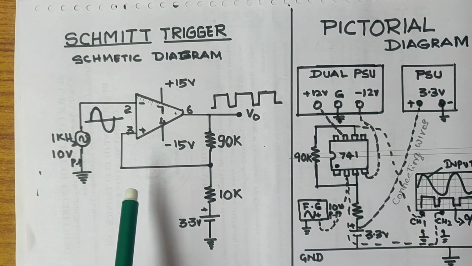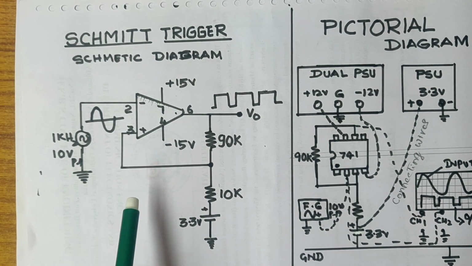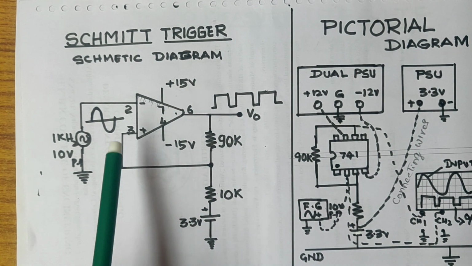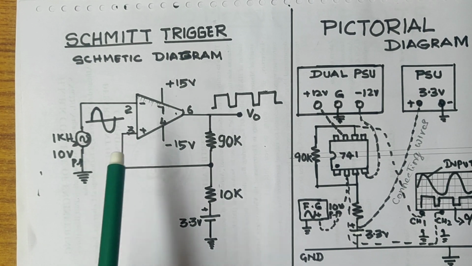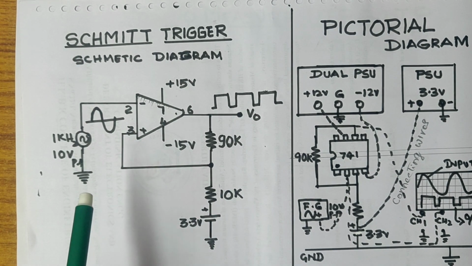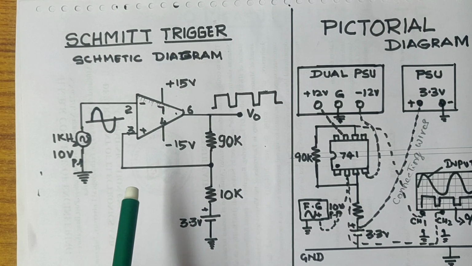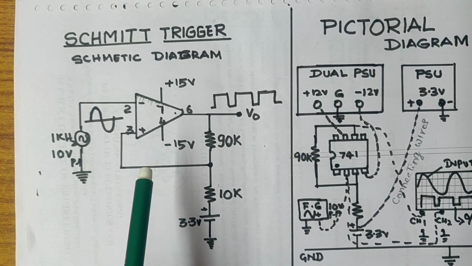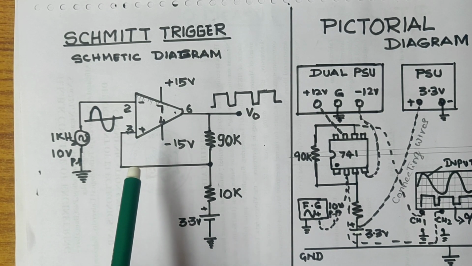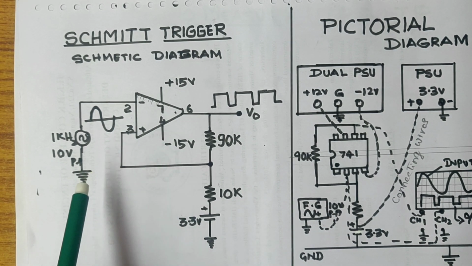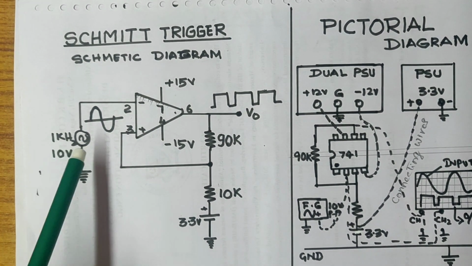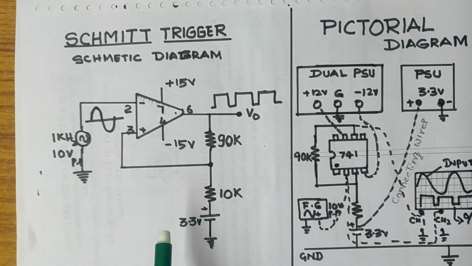Okay, let us see some of the differences between the comparator and the Schmitt trigger. A comparator compares with a fixed reference, whereas the Schmitt trigger compares at different references called UTP and LTP. There are two types of feedback in Schmitt triggers: one is positive feedback, another is negative feedback.